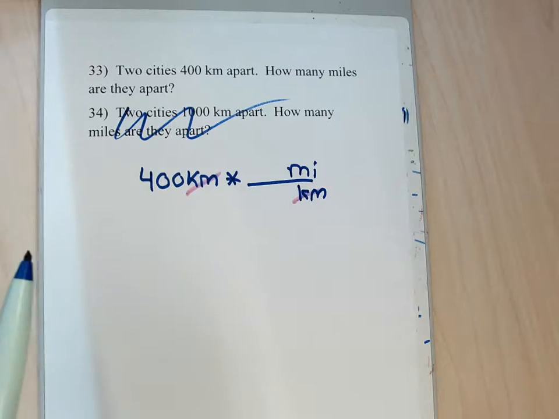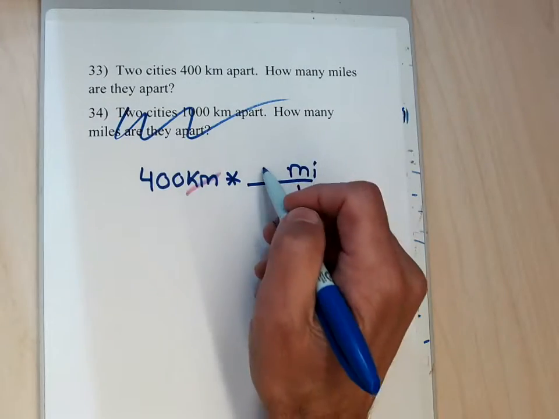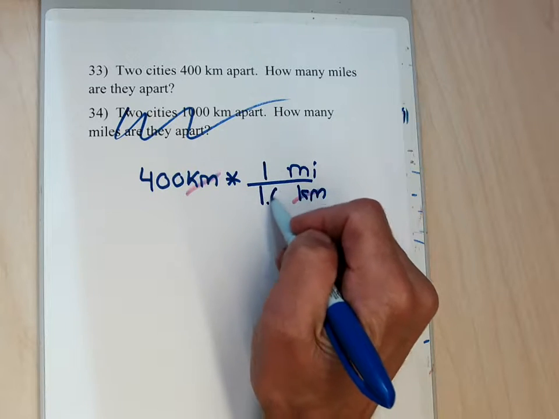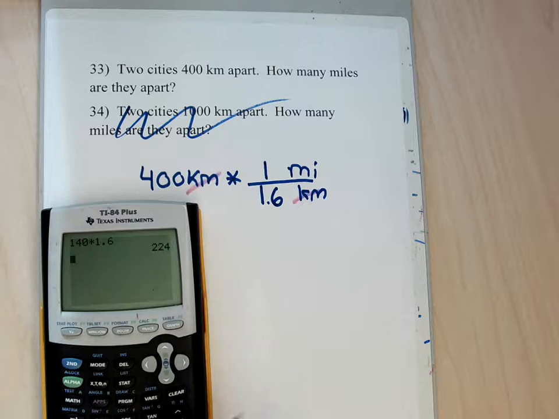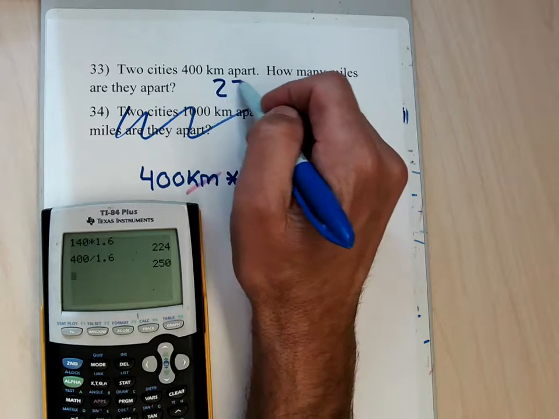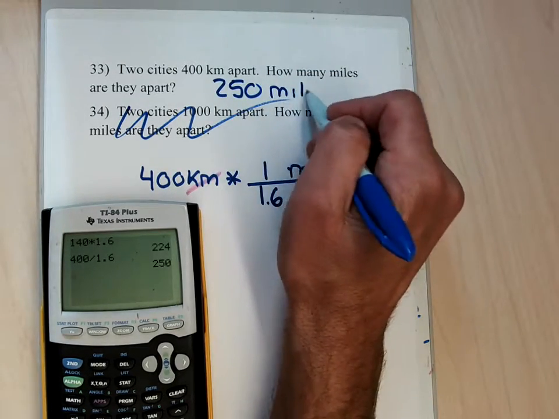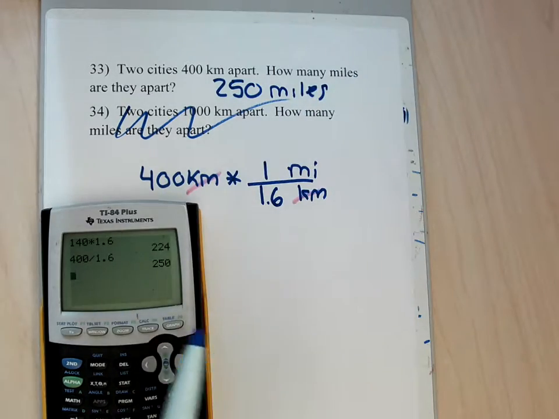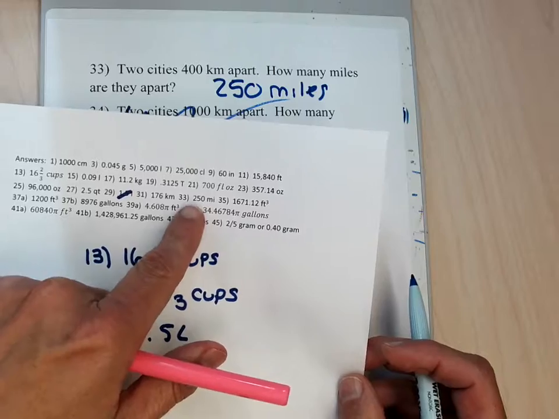So the fraction that has the 1 mile equal to 1.6 kilometers is going to have the 1 mile in the numerator because I'm ending up with miles, and the 1.6 kilometers in the denominator because I'm getting rid of those. And now I'm going to go 400 divided by 1.6, and I'm going to get 250 for the number, and my units is miles. So the answer to problem 33, these two cities are 250 miles apart.